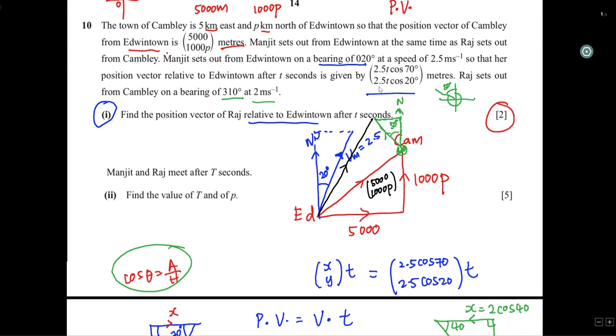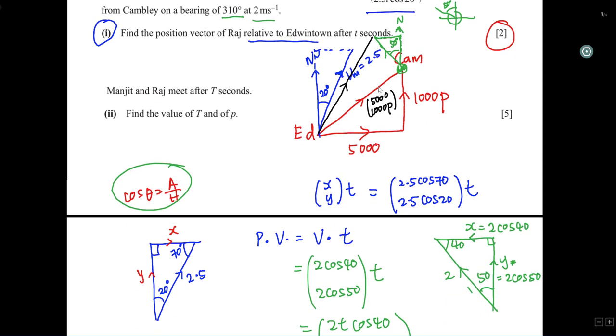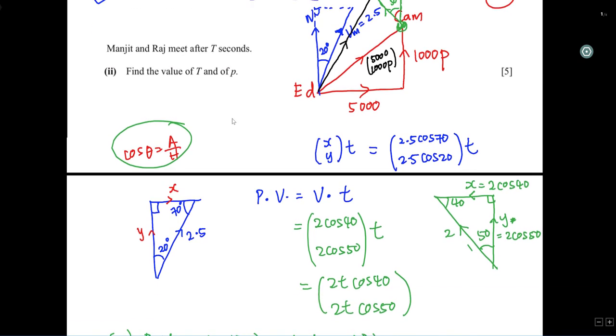So we can do the second part. They say Manjit and Ra meet after t seconds. So find the value of t and p. This one basically is the position vector of Manjit. This is a very important word, meet. When they meet after t seconds, in order to make them meet, they must meet at the same time because they set off at the same time.